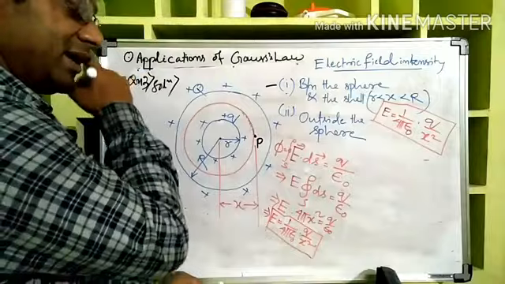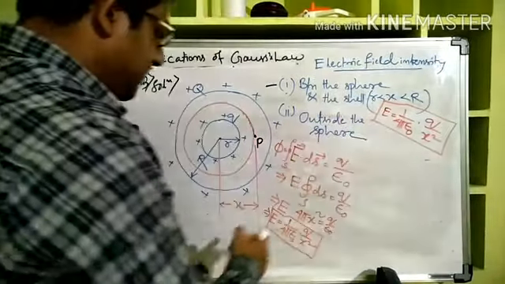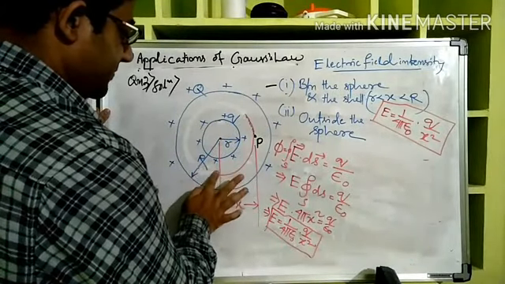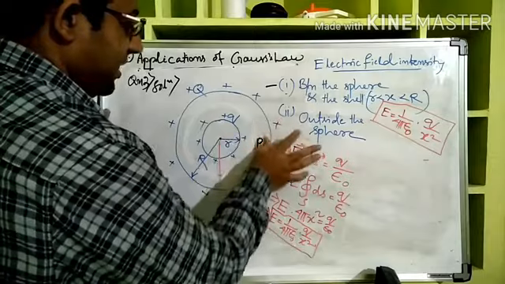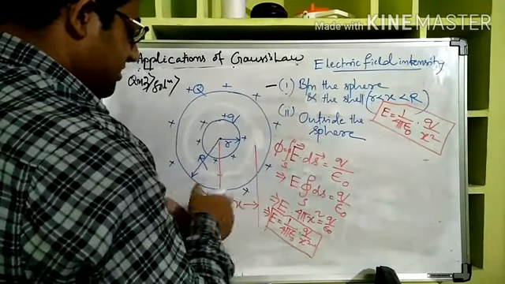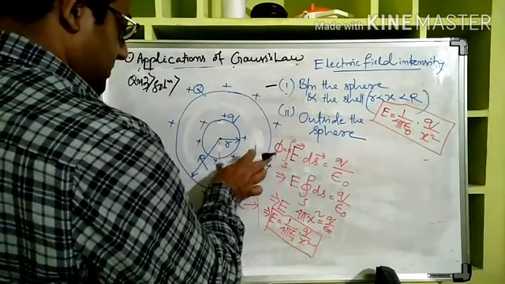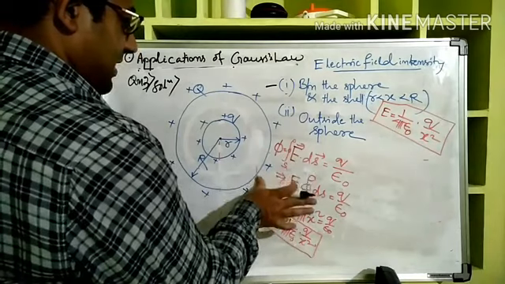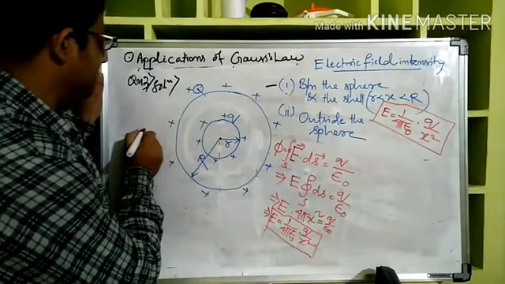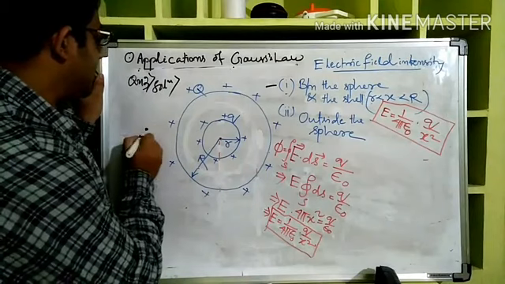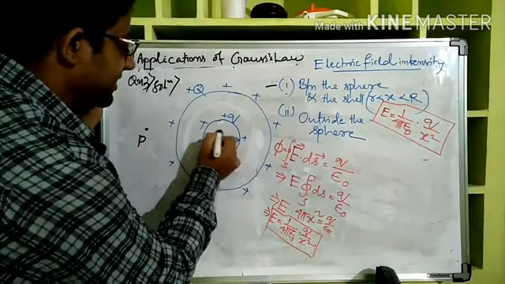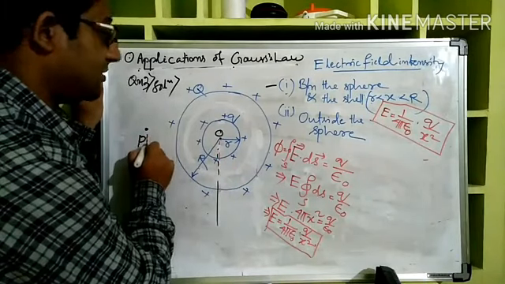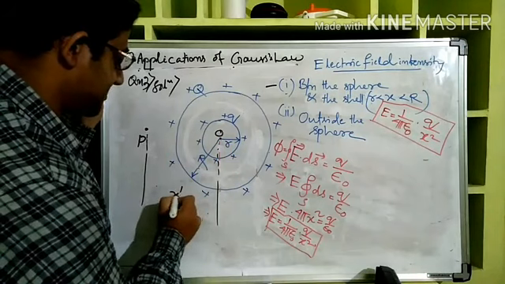Now coming to the second bit, when the point P is outside the sphere. Now forget about this sphere. Now this point P is outside the sphere. Let us say P is here. Now the distance of point P from the center is, let us say, x dash. Now x we had taken for the first bit, so let us say this is x dash.